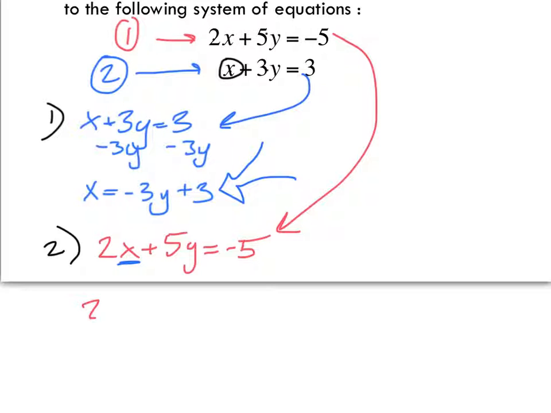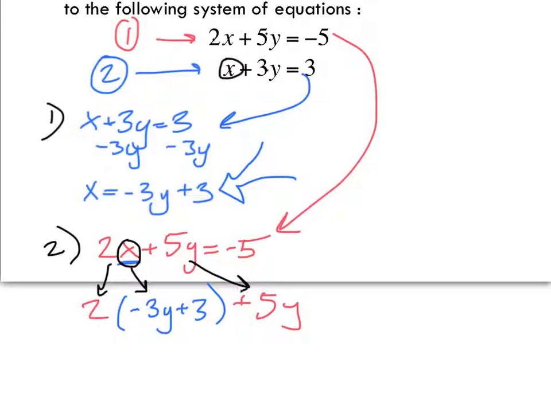So let me write this as 2 times, plug in the whole thing, what does x equal? Negative 3y plus 3. And then plus, just bring everything down, 5y. So again, just to clear things up a little bit, the 2 comes down. This x is what we substituted, so this is the part that changed. And then the 5y just goes straight down, equals negative 5. Bring this straight down.